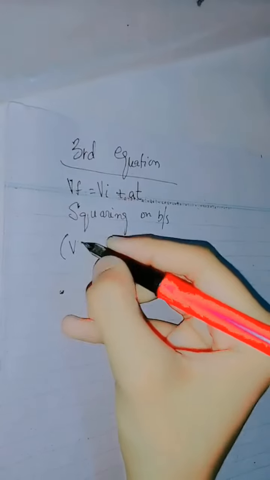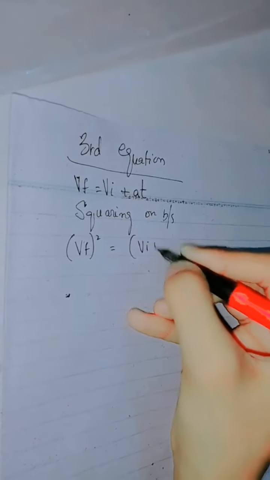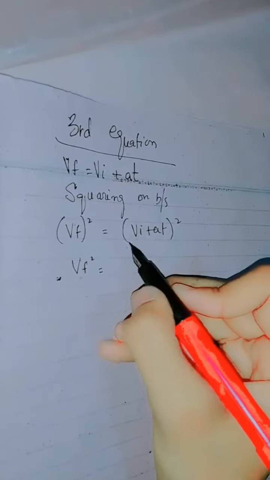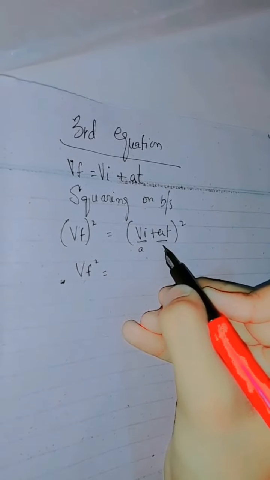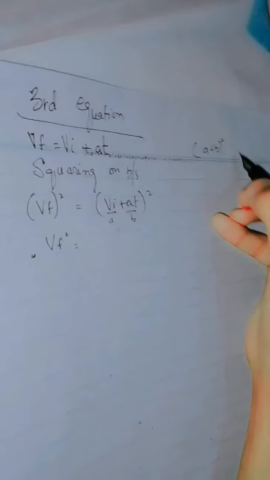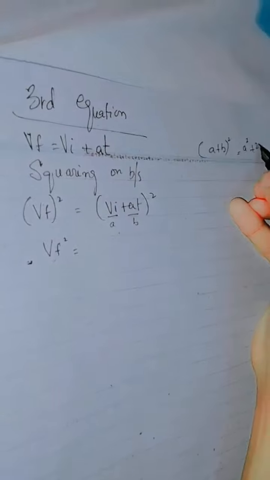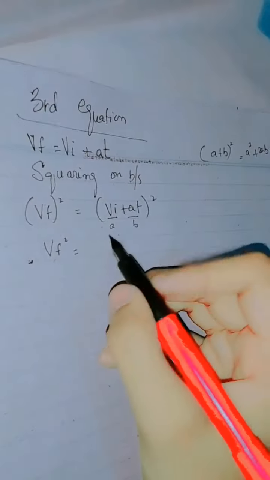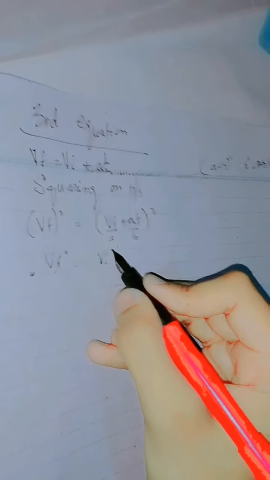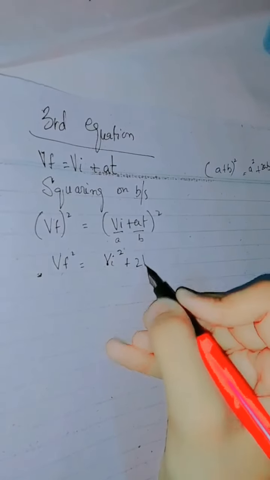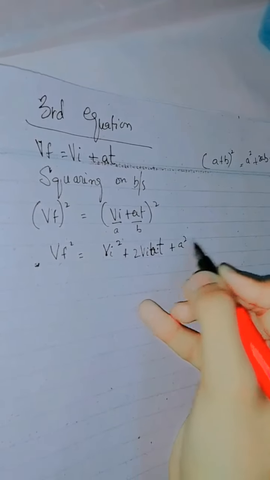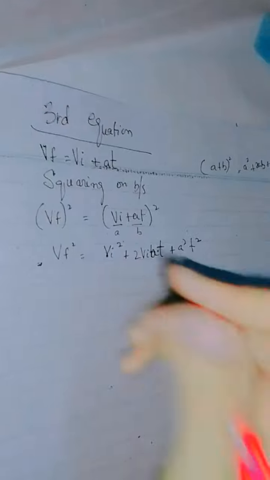When we square both sides, Vf square is equal to Vi plus At whole square. That is basically a formula: Vi means a, At means b. We know a plus b whole square is a square plus 2ab plus b square. So we'll open it like Vi square plus 2ViAt plus A square t square. That is, we have opened that equation.